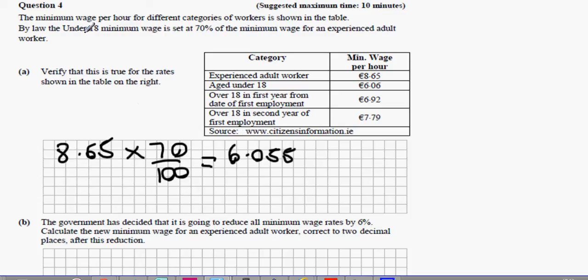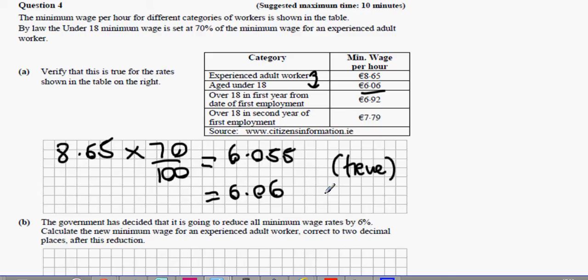Now, by law, the under 18 minimum wage is set at 70% of the minimum wage for the experienced adult worker. And if this is 6.06 correct to 2 decimal places, which means that the under 18 worker gets 70% of the adult worker, this is set as true.